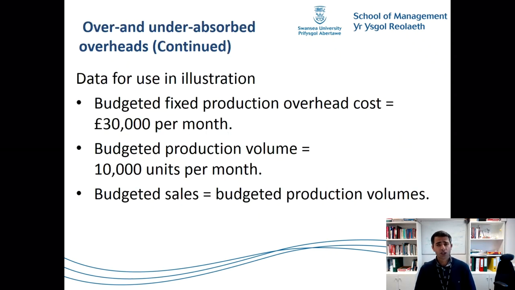So far you need to understand that the budgeted sales should equal the production volume. What does that mean? This means if we produce 10,000 units a month, we should be able to sell the 10,000 units. If we produce more or produce less, that comes with under or over absorption. Let's have a look now at it.